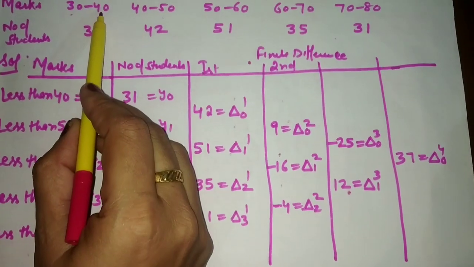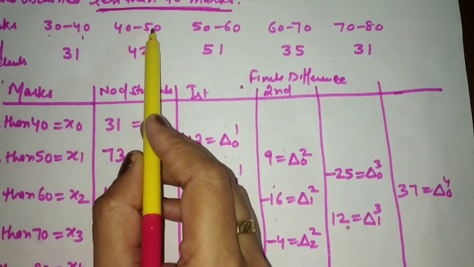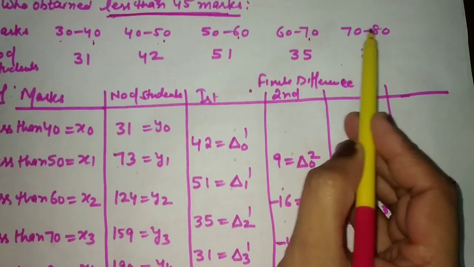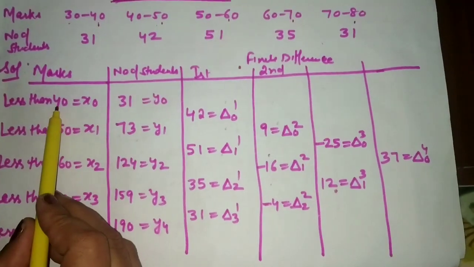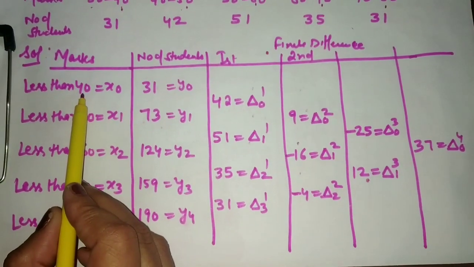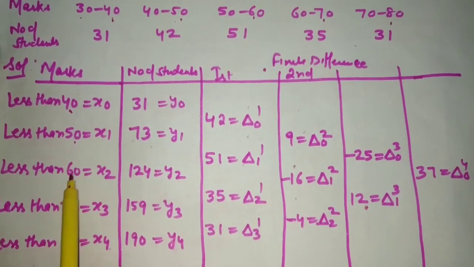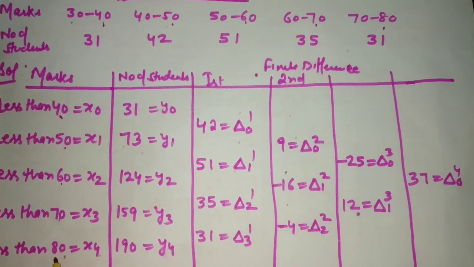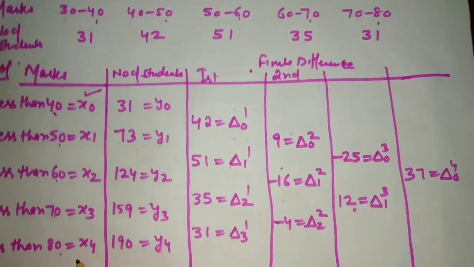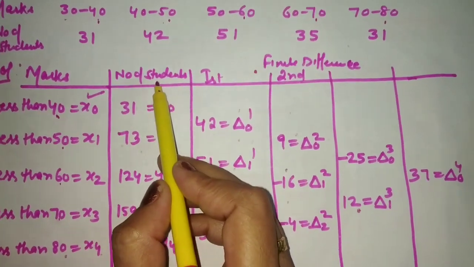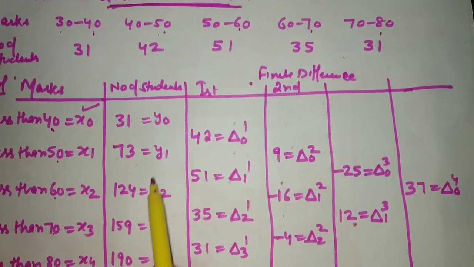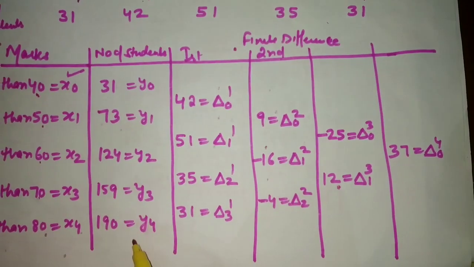Firstly, I will write less than 40, then less than 50, less than 60, less than 70, less than 80. The continuous series is converted into the less than form. I have denoted these as x0, x1, x2, x3, x4. The number of students, 31, is taken as y0, 73 is taken as y1, 124 is y2, and so on.